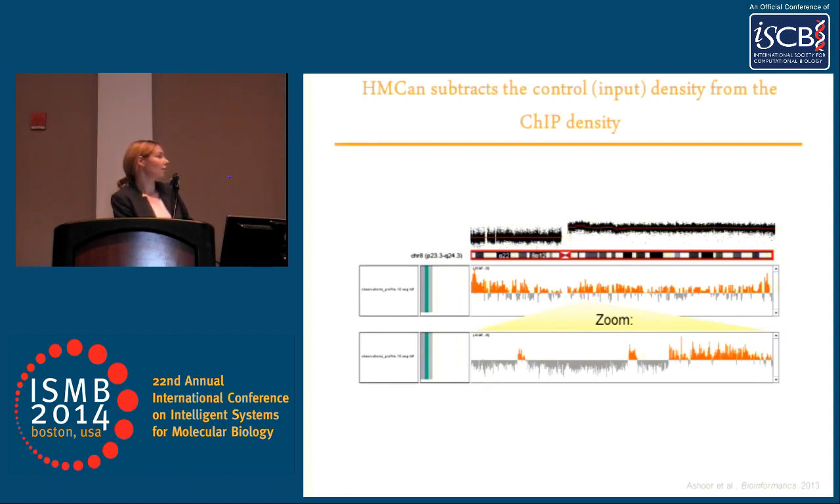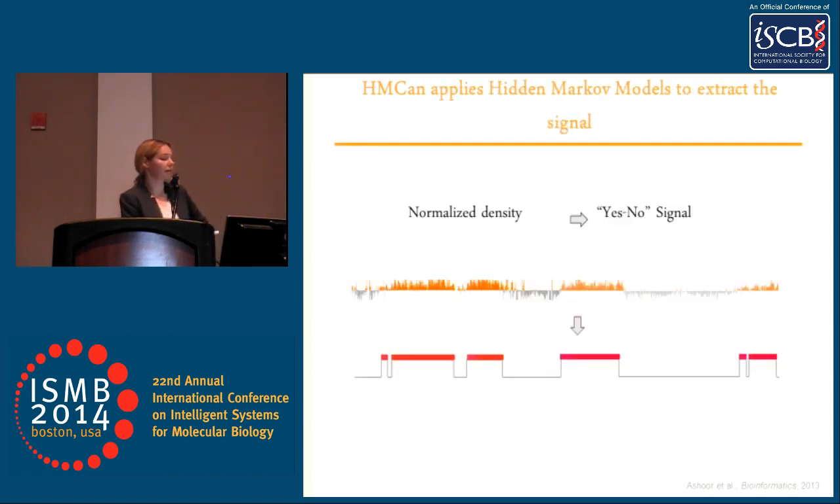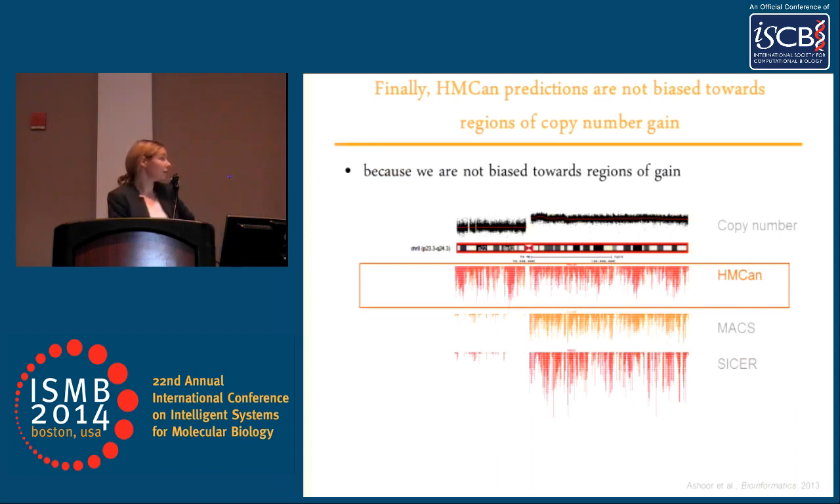So already visually, you can separate regions of enrichment from a background. To do it automatically, we apply hidden Markov models with 2 states. Yes, we have signal. No, we don't have any signal. And it works pretty well. Again, there is no copy number bias, at least visually, in HMCAN predictions.